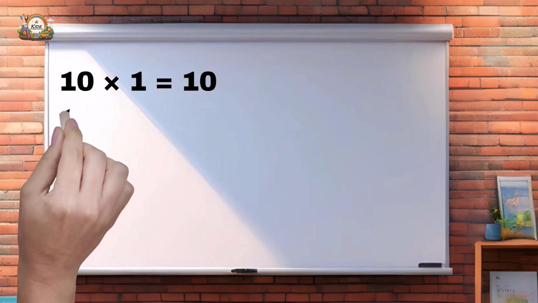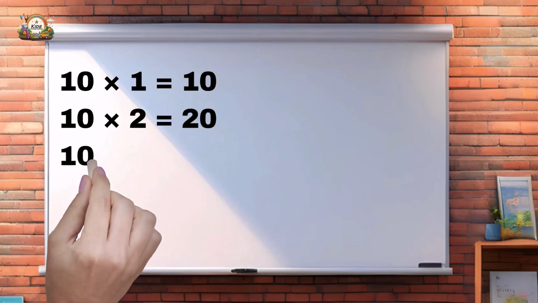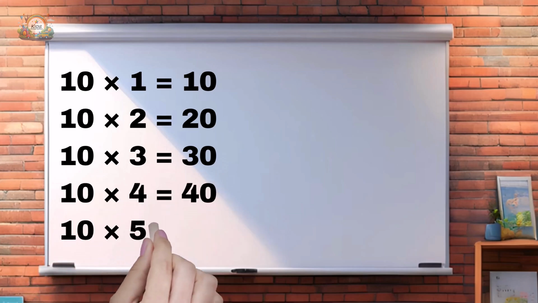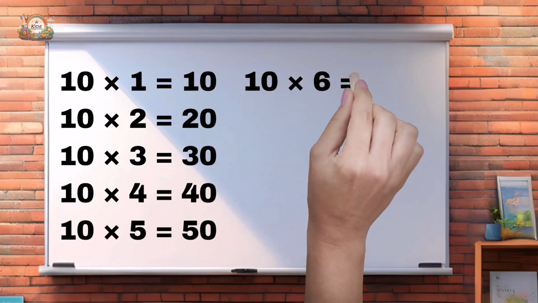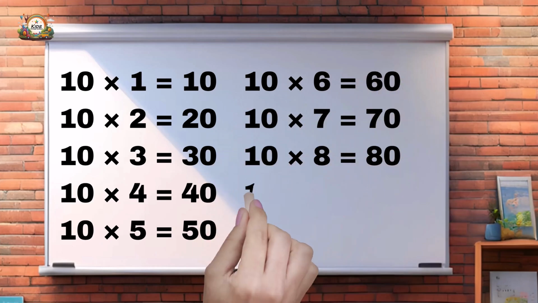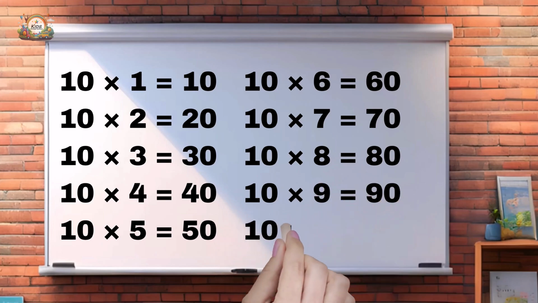10 ones are 10, 10 twos are 20, 10 threes are 30, 10 fours are 40, 10 fives are 50. 10 sixes are 60, 10 sevens are 70, 10 eights are 80, 10 nines are 90, 10 tens are 100.